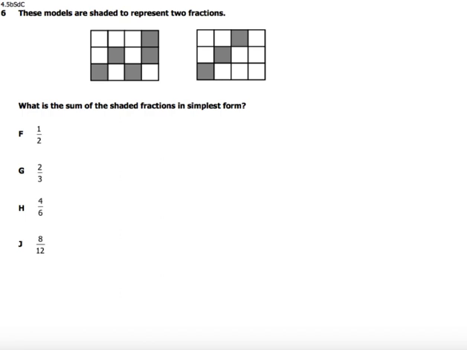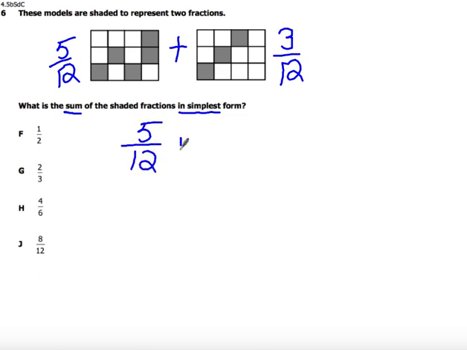Ladies and gentlemen, what is this first fraction model we have up here? 5/12. The second model we have is? 3/12. What are we supposed to do with these? Add, because it asks for the sum, and then it asks for you to put it in simplest form. Okay, so we're going to add them together. 5/12 plus 3/12.